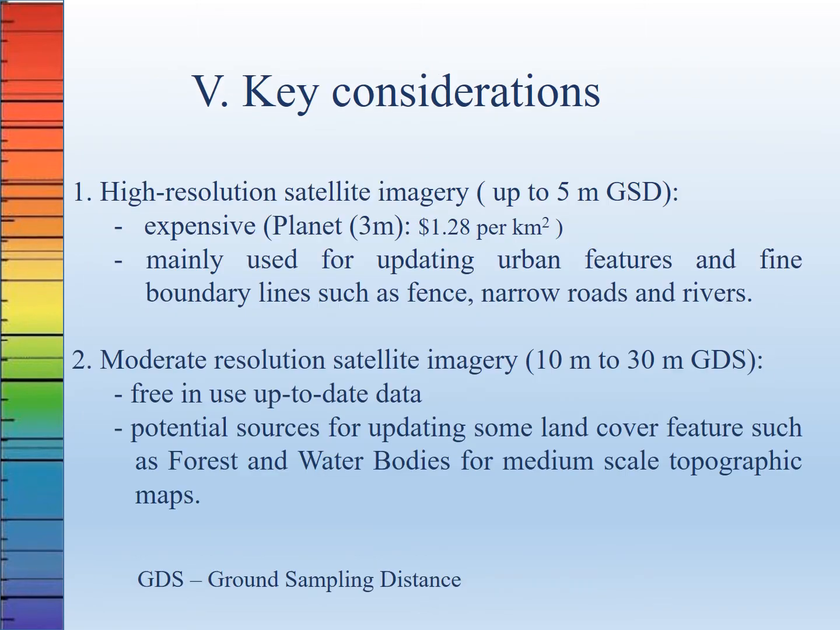However, some considerations should be taken into account. It is important to know that high-resolution images are expensive. This type of images are mainly used for updating of urban features, whereas moderate resolution satellite images are free to use, which means those type of images are available online. They can serve as potential source for updating of broad land cover features such as forests and water bodies for medium-scale topographic maps.